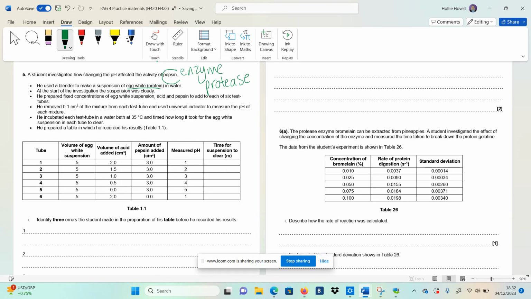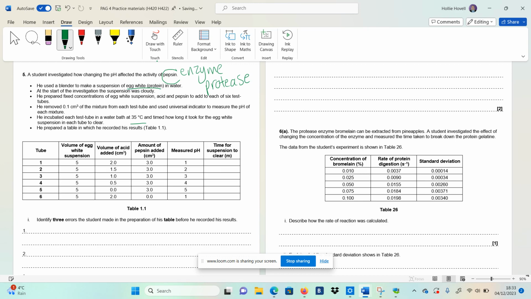He removed 0.1 centimetre cubed of the mixture from each test tube and used a universal indicator to measure the pH of each mixture. He incubated each test tube in a water bath at 35 degrees and timed how long it took for the egg white suspension to turn clear. He then prepared a table in which he recorded his results. Identify 3 errors the student made in the preparation of his table before he recorded his results.